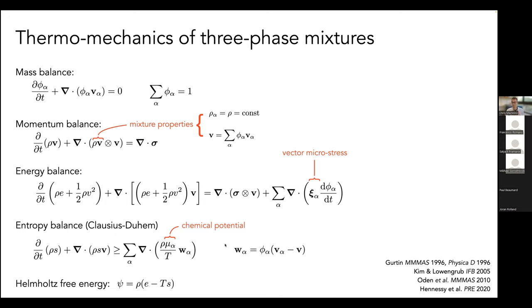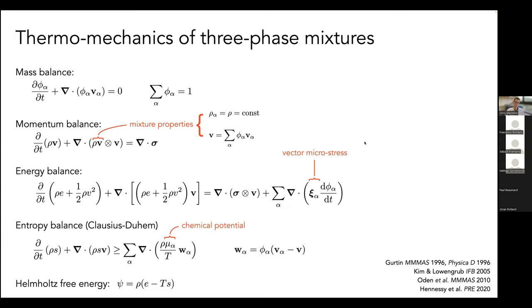So you can't reduce the amount of entropy in the system. And then you can put all those ingredients together in terms of a Helmholtz free energy. If you do that, you can get a macroscopic model for the interaction of these three phases that is mass conservative, momentum conservative, energy conservative, satisfies thermodynamics, and provides the mechanics of phase separation.